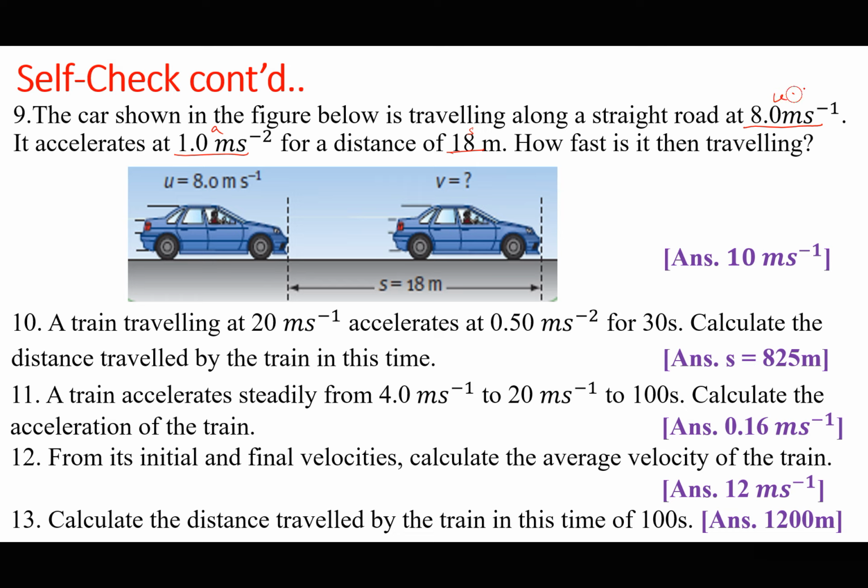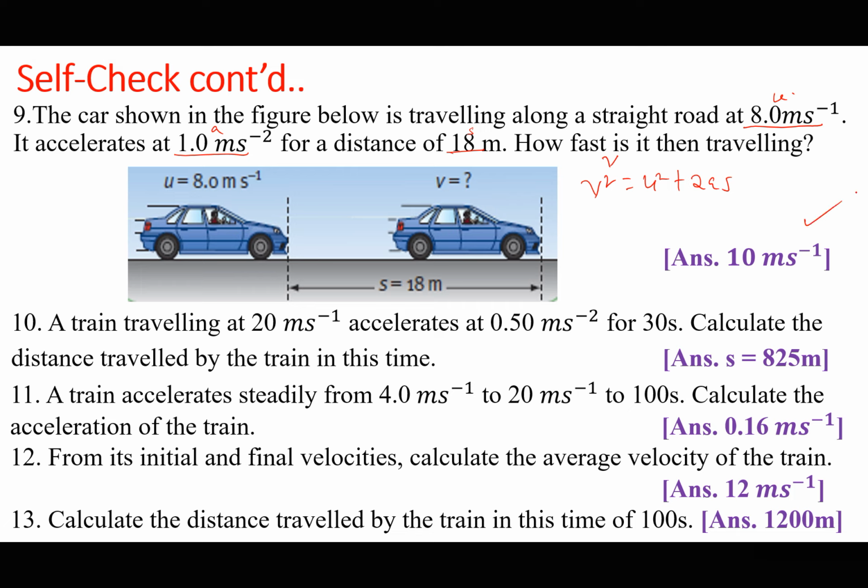So this is going to be initial velocity. So we want how fast. That is now going to be the final velocity. So here I think we will use v squared equals u squared plus 2as, because you want final velocity. Initial velocity is 8, acceleration is 1, displacement is 18. So I think that should give you the answer.